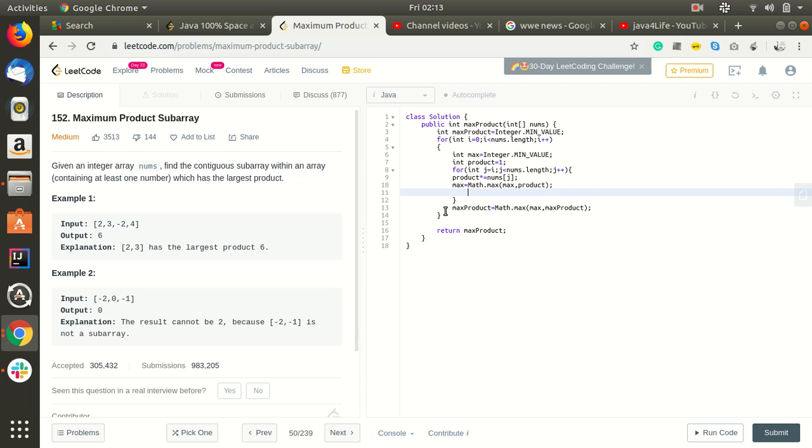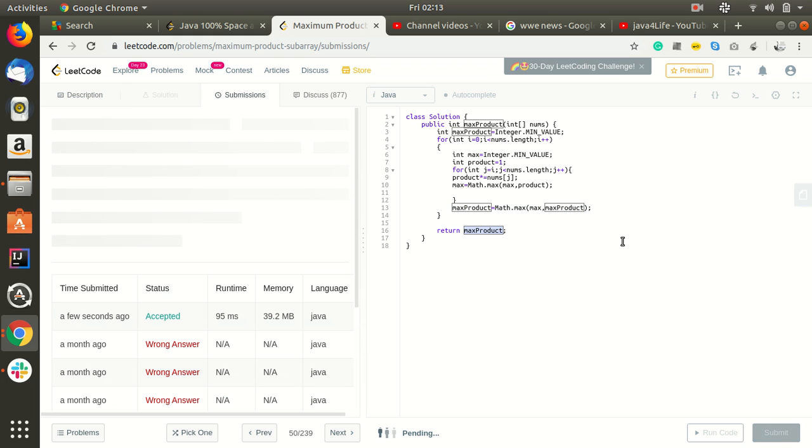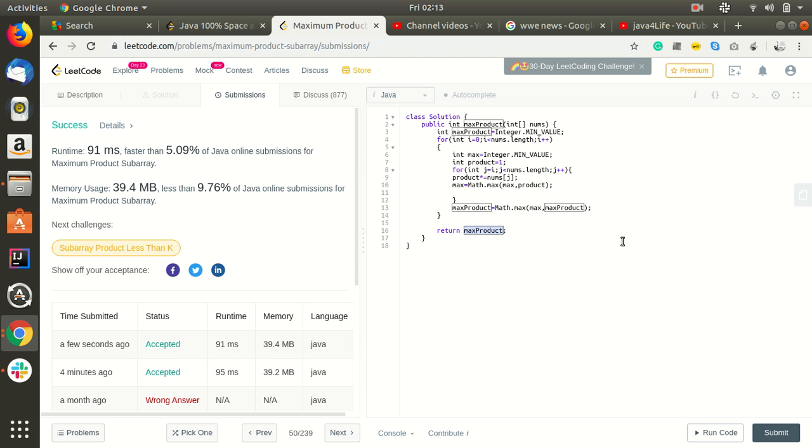So now we are checking max product equal to Math.max of max product and max. This max product we are returning. So let's submit. Yes, it is getting submitted. It's not that fast, so efficient approaches will be coming in the next lectures. Thank you.